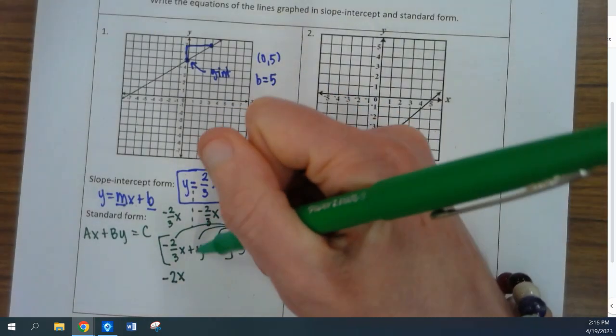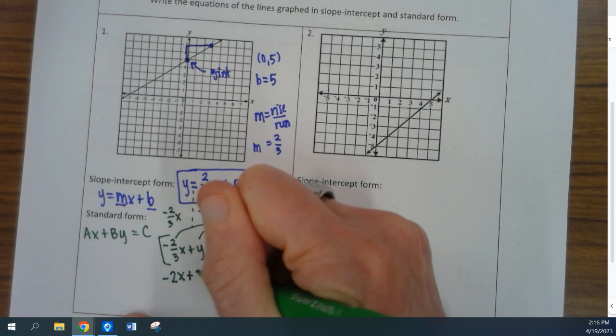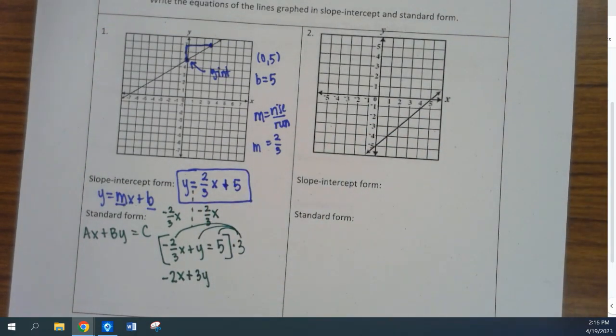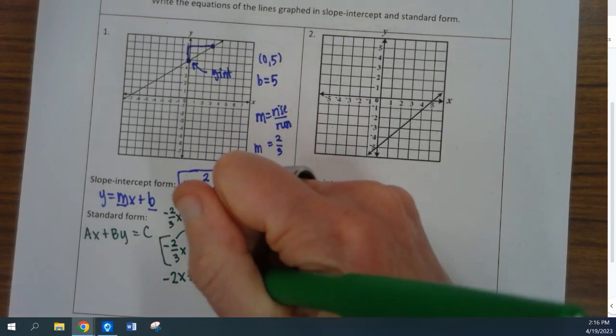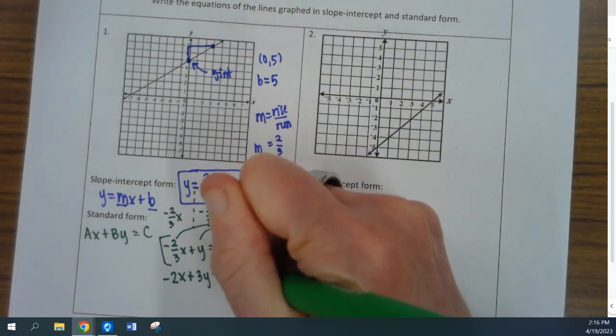We're going to take 3 times y. So when I multiply a number and a variable, they just get stuck together like 3y. And then we're going to put our equal sign, and 5 times 3, that is 15.